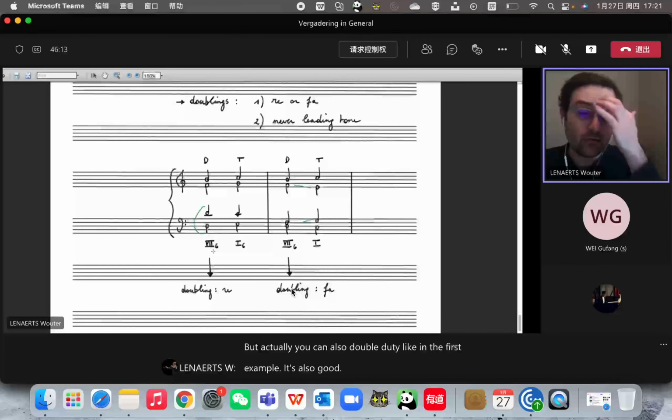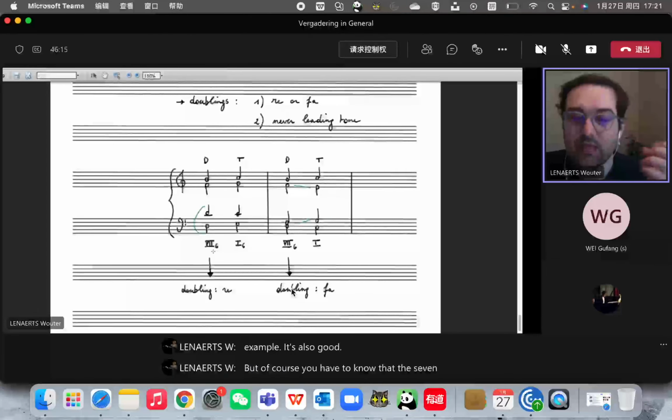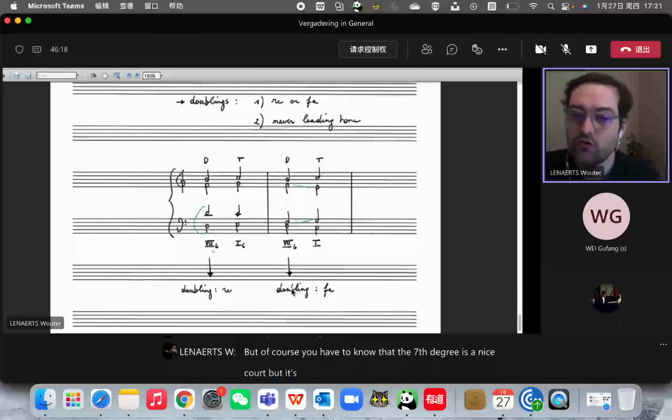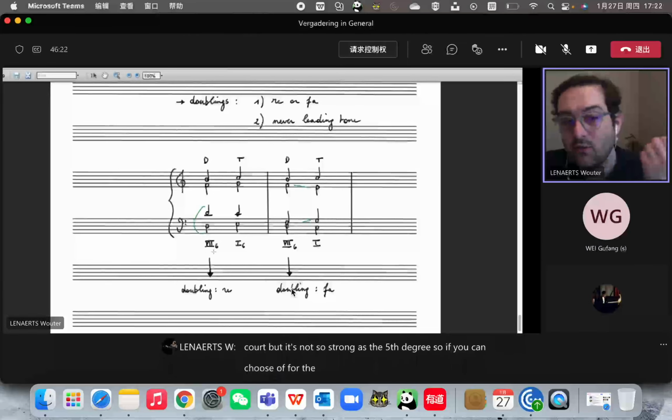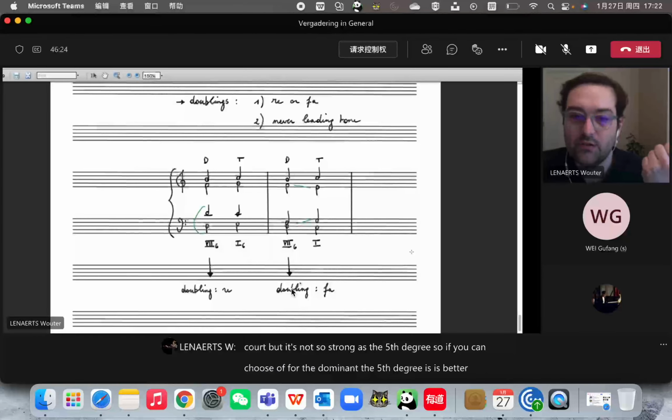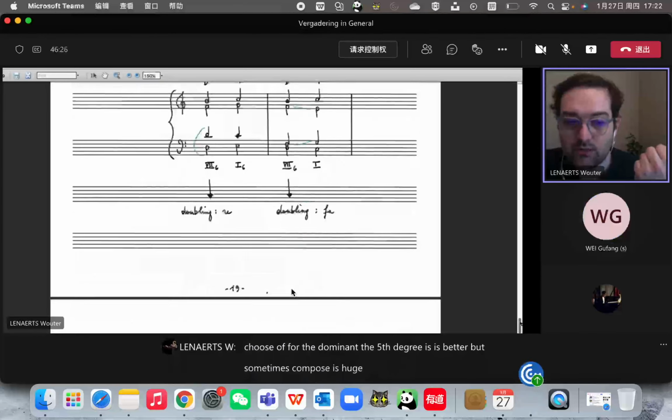Of course you have to know that the 7th degree is a nice chord, but it's not so strong as the 5th degree. So if you can choose for the dominant, the 5th degree is better. But sometimes composers use also the 7th degree.